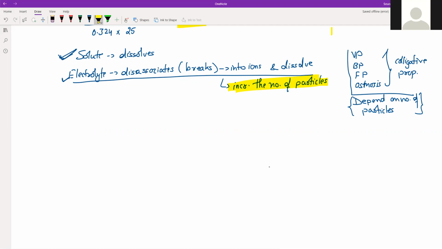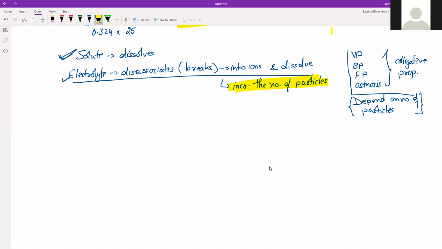And this number of particles has an important role in determining these colligative properties. As we have seen, boiling point depends on vapor pressure and vapor pressure depends on mole fraction. Freezing point depends on vapor pressure and vapor pressure depends on mole fraction. So it depends on the number of moles. And the number of moles may decrease or increase depending on whether it is an electrolyte or a normal solute. So if it is an electrolyte, mostly it will increase.